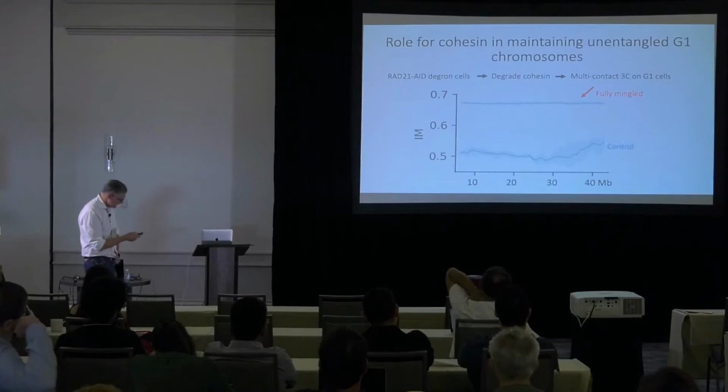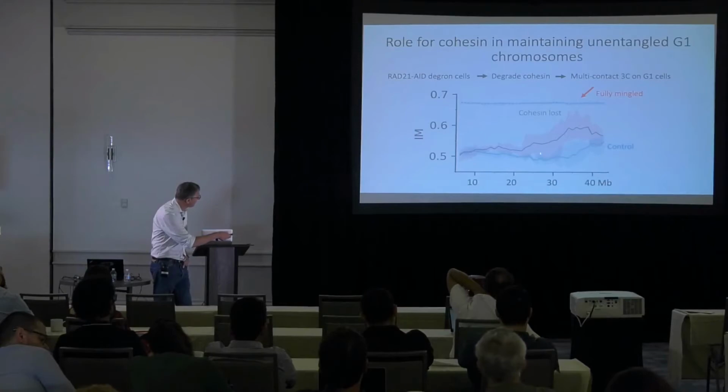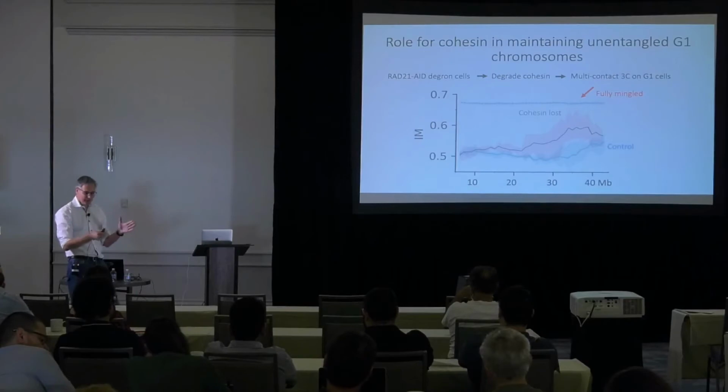When I remove RAD21, Erica removes RAD21, we see an increase in mingling between domains. Particularly, we don't understand why, but particularly at this length scale of 20 to 30 megabase. These are quite distal domains, and when they interact, they used to have a smooth interface, now their interface is mingled, catenated. Is it catenated?